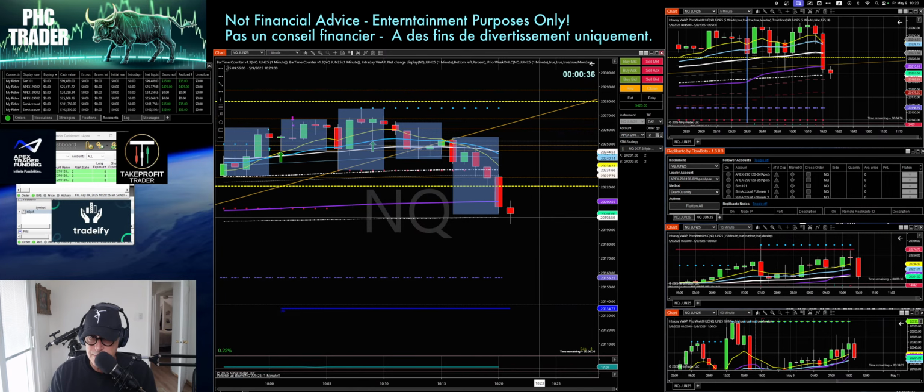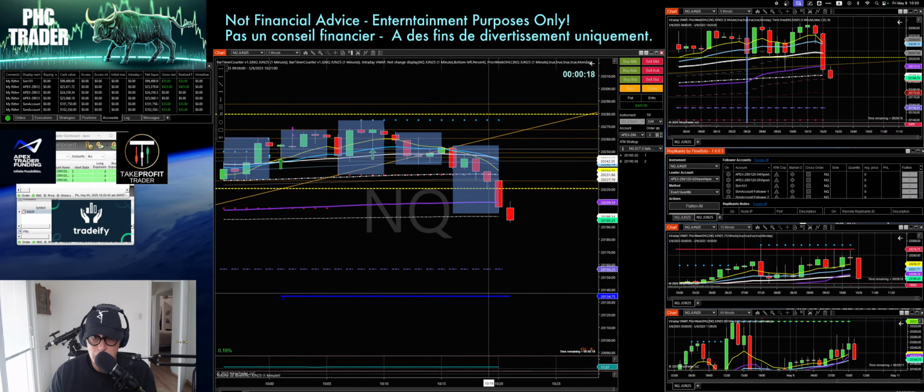Je ne sais pas ce que je vais faire ici. If it closed below here, I could probably take it. Went up to VWAP, stopped at VWAP. Stopped at VWAP. Looks like it's going down. Got a bunch of red, so we got some momentum.